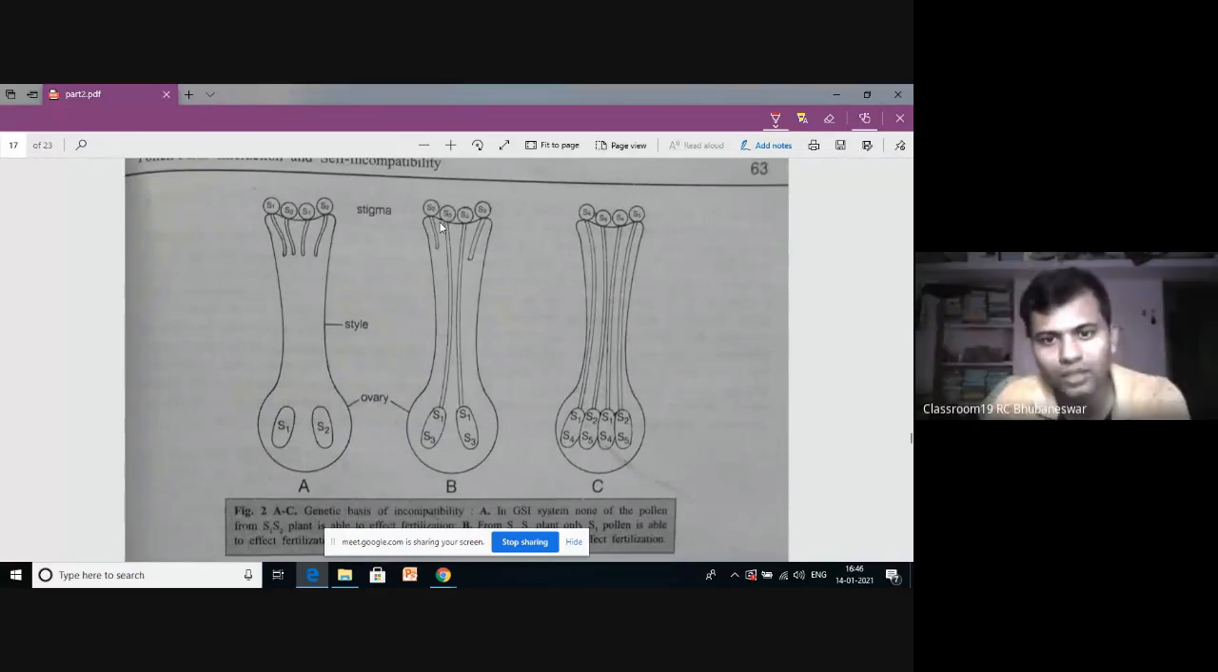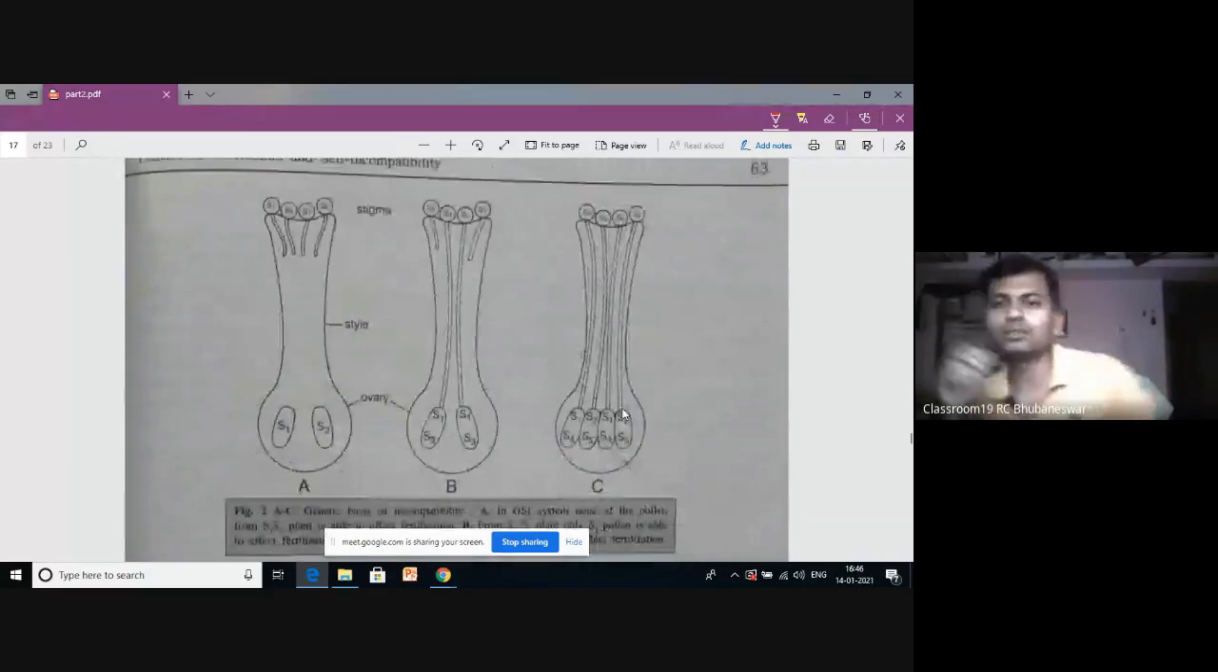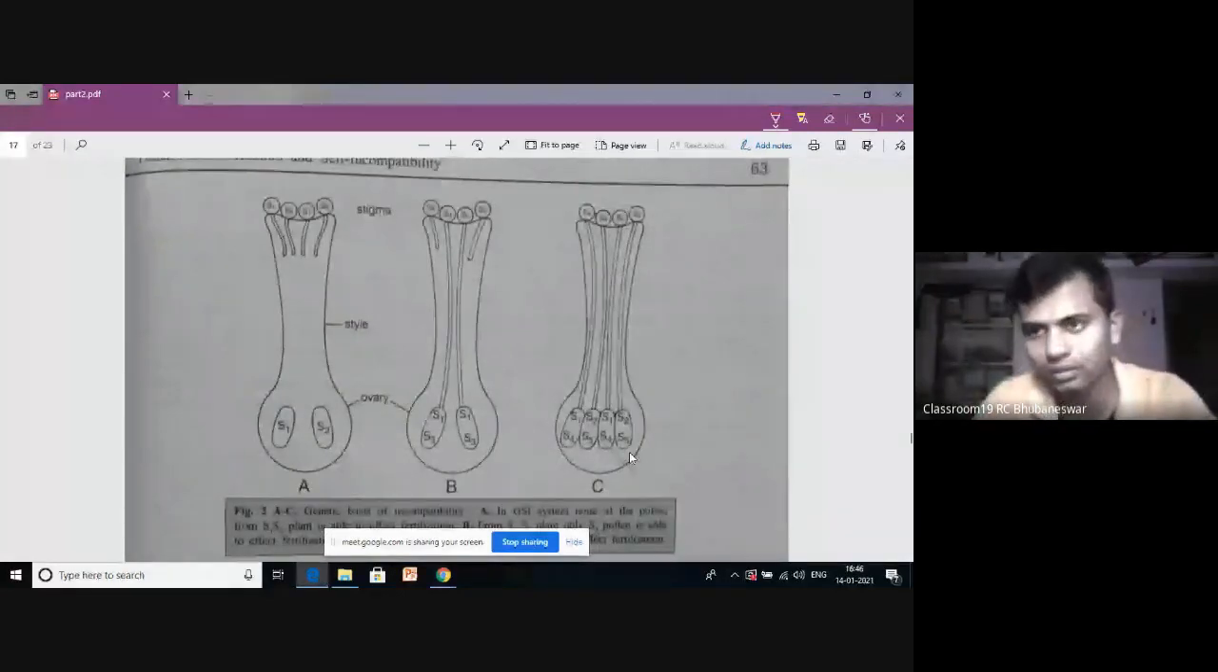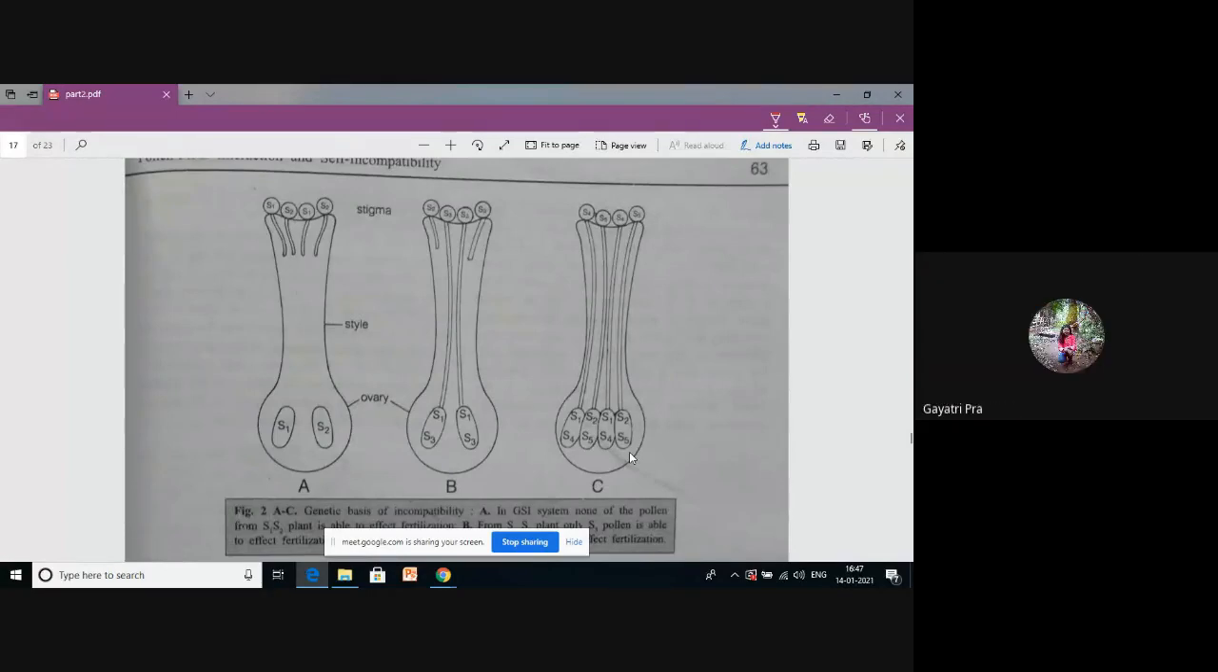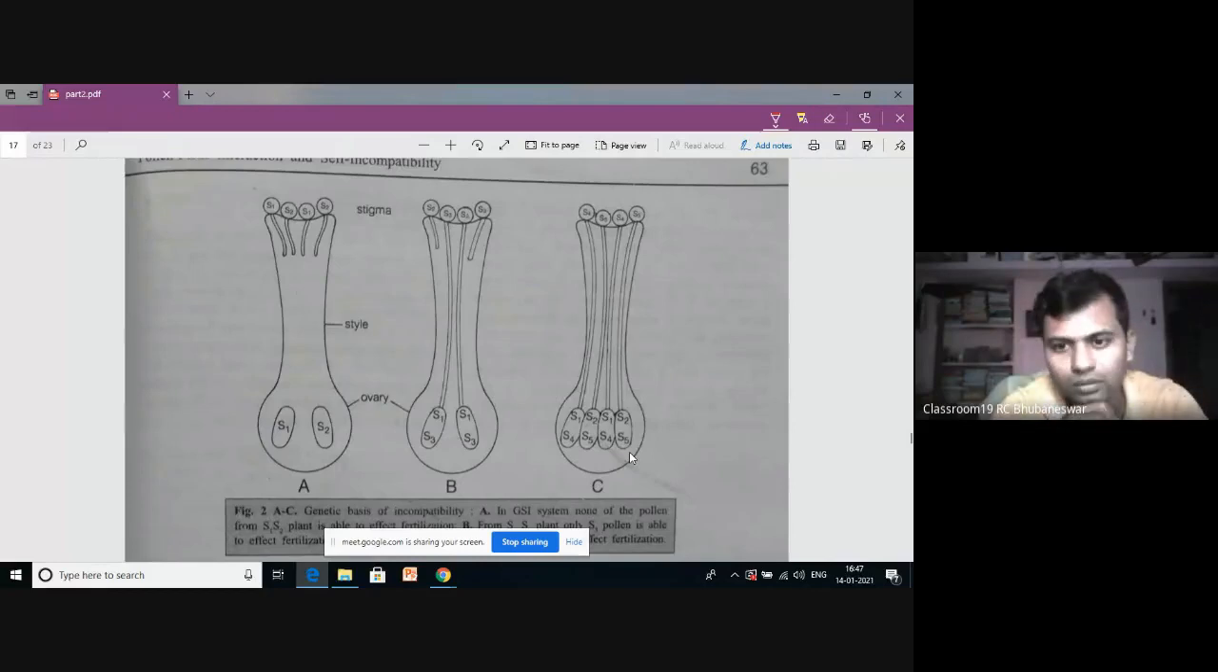Okay. Then look at the C case. In C what happened here? Compatible or incompatible? If compatible, how many percentage? If incompatible, how many percentage? Compatible, that's 100% compatible. Okay.